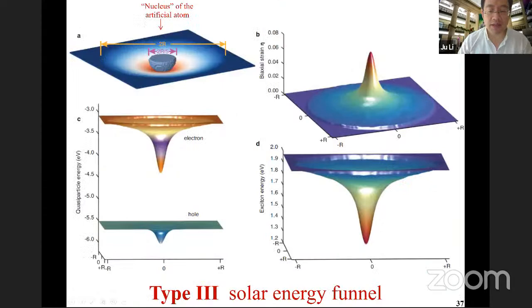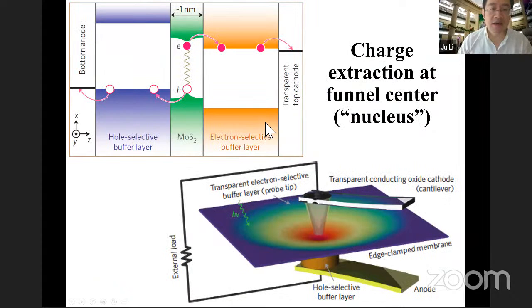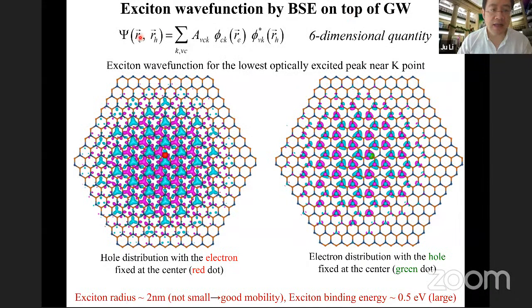And eventually we say it's a type 3. Now this 1/r singularity is not really going to be divergent because you have a finite radius indenter. So this is regularized at the center, but you can model this as well by doing DFT calculations, and you can separate the electron and hole at the origin of this artificial atom. And this is the wave function of this electron-hole pair. And it's actually a 6-dimensional wave function.